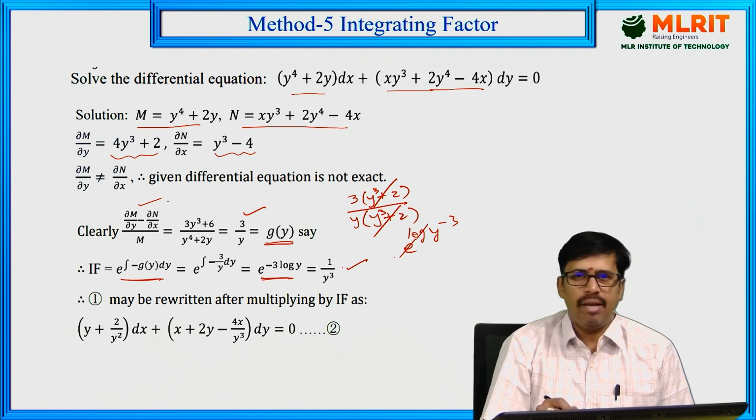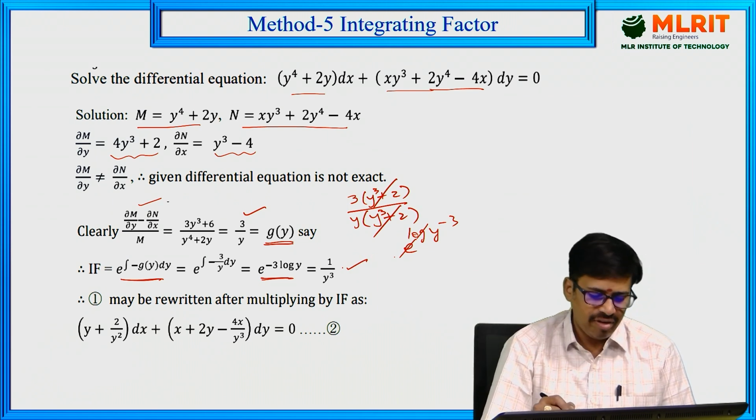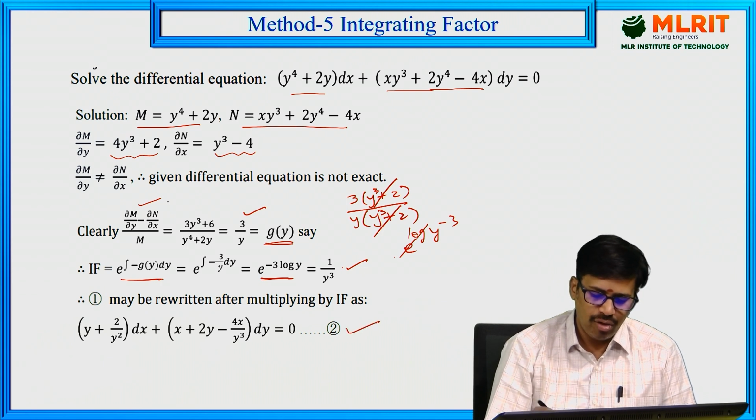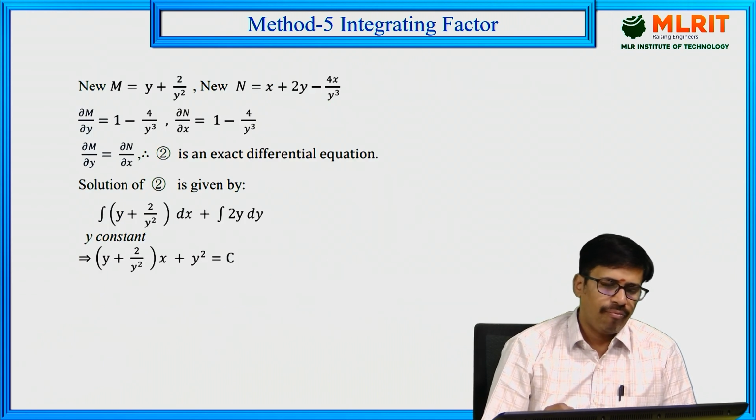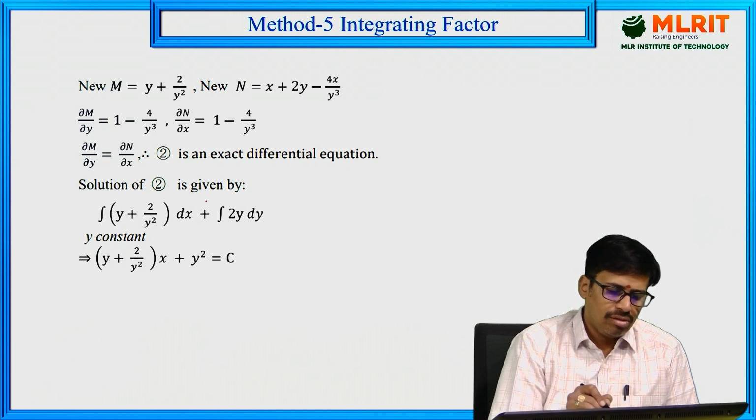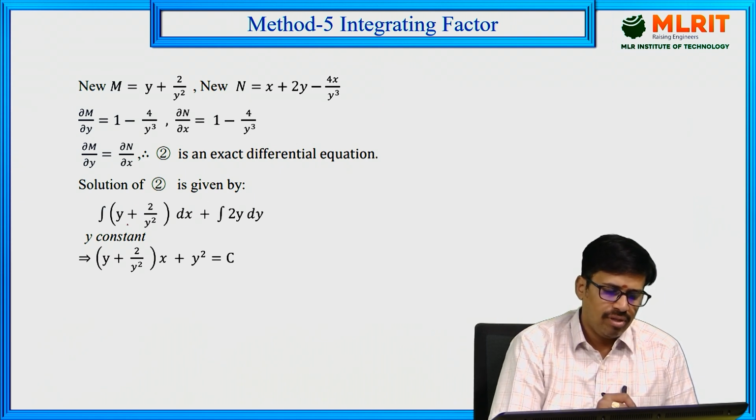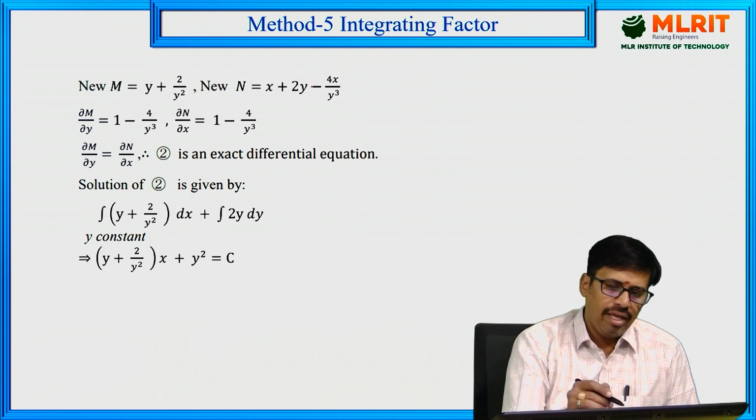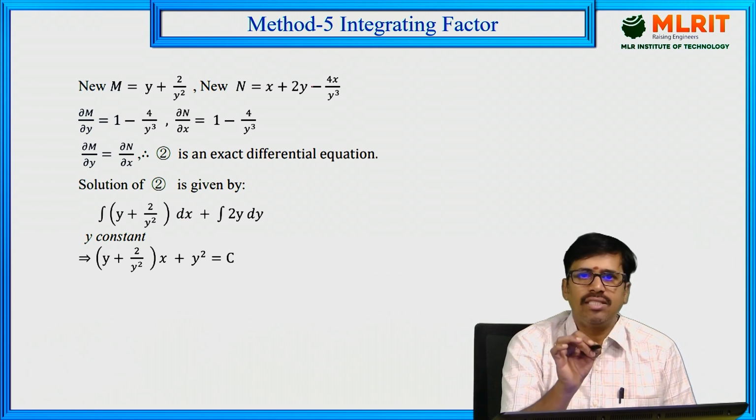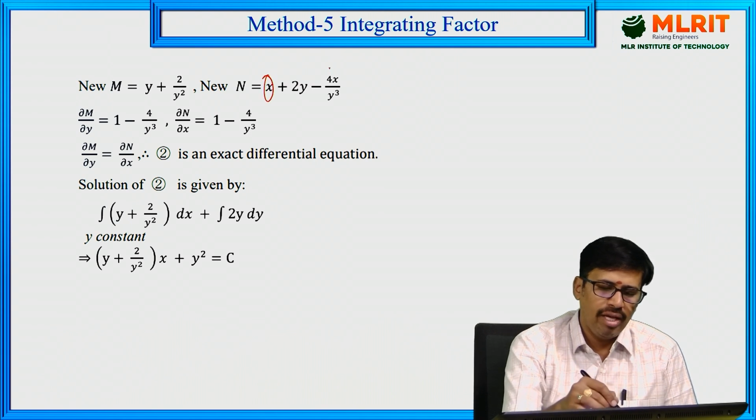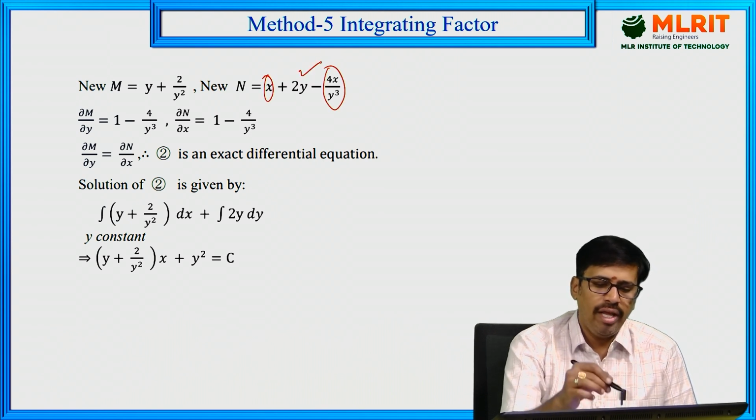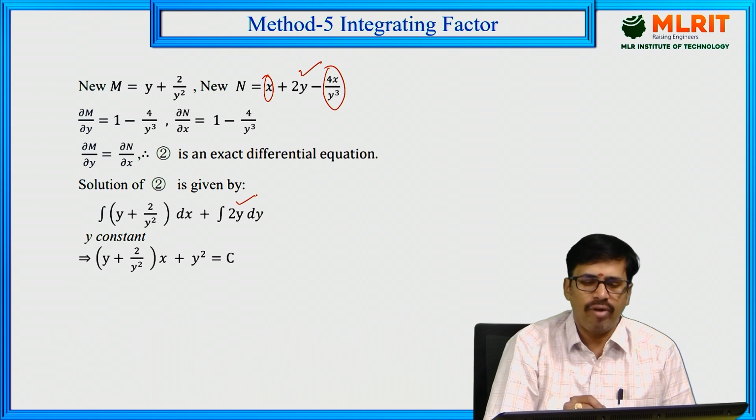Now let us multiply this integrating factor with the given equation. This is converted into equation 2 like this. Now let us find the general solution. So the general solution is integration of (y plus 2 by y square) dx, plus, here I don't want x terms in N. So here x is there, I don't want this. Only consider integration of 2y dy is equal to some constant c.